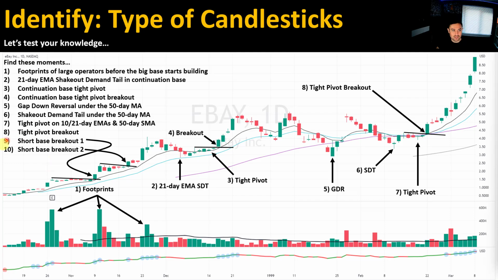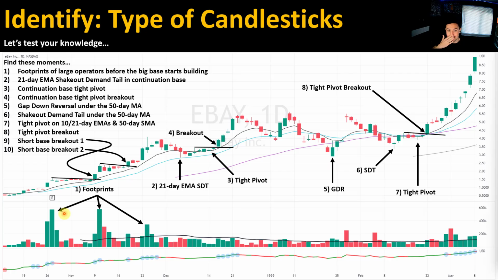Nice. So let's just start at the end. Short base breakout 2 is in here. Short base breakout 1 is in here. So the footprints, did you find the footprints? Here you go. Look at the massive volume coming through. Guys, they can't hide their size. The institutions, when they want into a stock, they want into a stock.